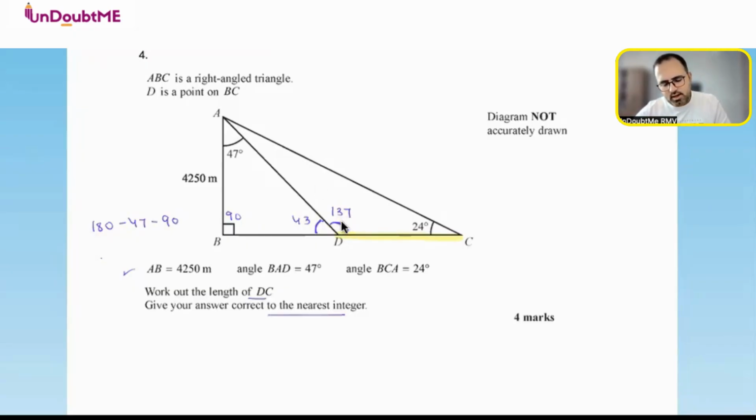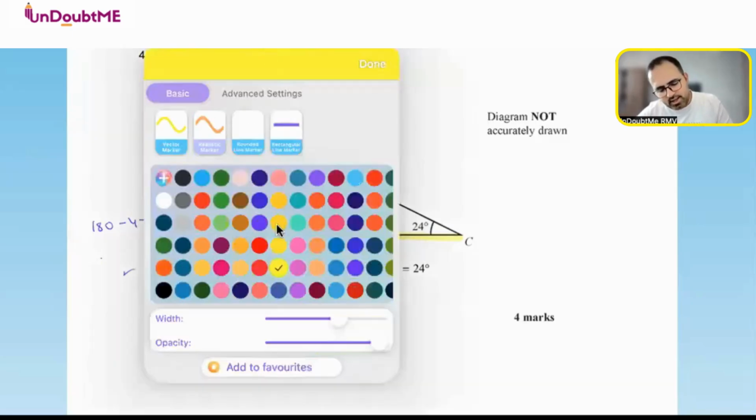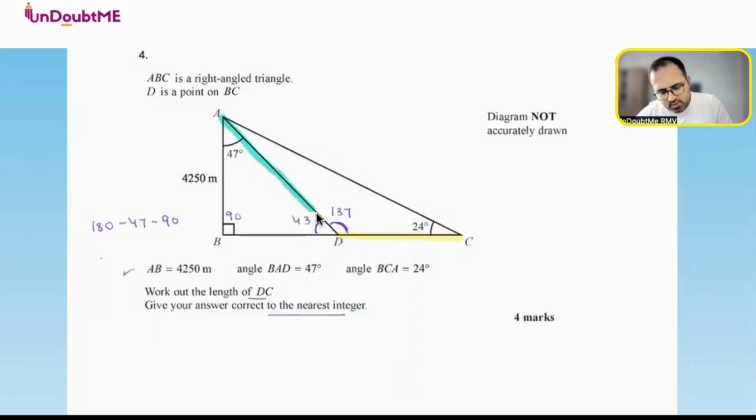Okay. Now for the other triangle, I need this DC. I have two angles. If somehow I get this side AD, then I can try to work in that triangle again. So now to get that side AD, we can use SOH CAH TOA. Look at 47 carefully. With respect to 47, 4250 is adjacent and AD is hypotenuse. So we can use adjacent over hypotenuse, that will be cos.